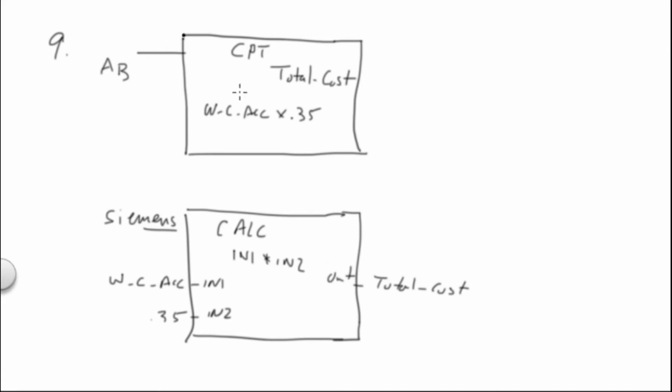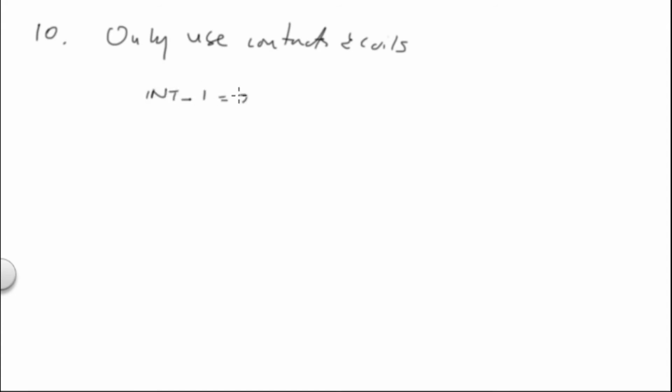Number 10, interesting question. You may only use contacts and coils. But I have an integer here, and I want to know if the integer is equal to 22. So I have to divide this integer up into its component parts. So basically I look at an integer and I say 22 is what?